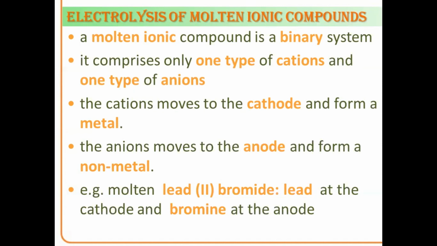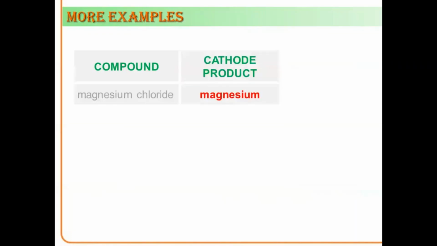And then when you go to the anode, you take the last part of the name and replace the IDE with INE, as in this case it was bromide. Now it is bromine. So let's look at a few more examples. We are going to start off with a simple one, magnesium chloride. What do we form at the cathode? We form magnesium, and at the anode, we form chlorine.